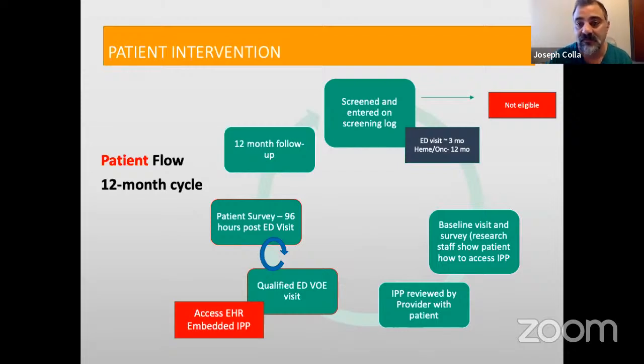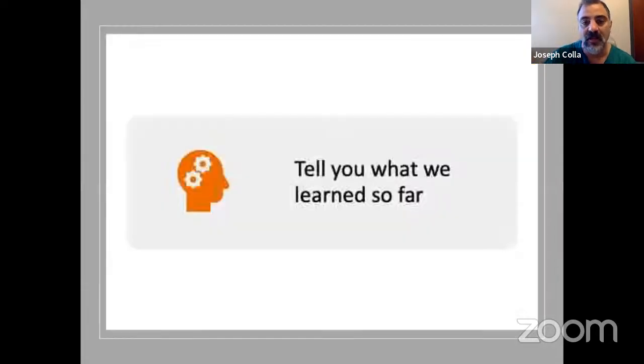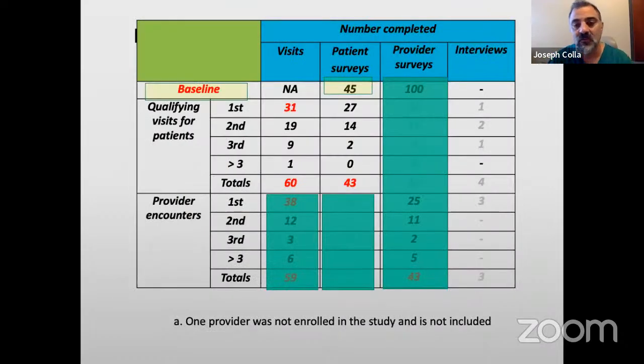And then we got a baseline survey for them to see what their experience was in the ED. And then the IPP was reviewed and downloaded, and once that patient who has an IPP goes into the ED, that is considered a qualifying visit. And then we follow that 9 months out. Each institute was tasked with getting 40 surveys. Now, this really hit hard by the whole COVID thing. We fortunately were able to get 45 patients enrolled.